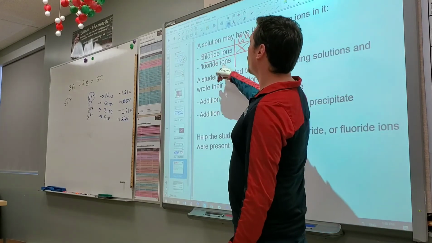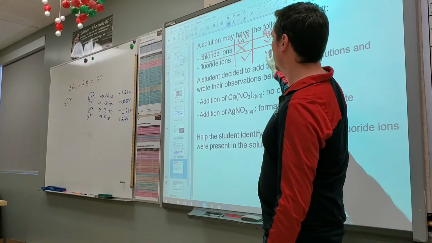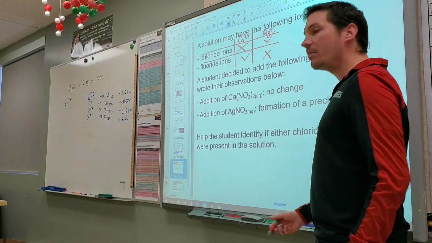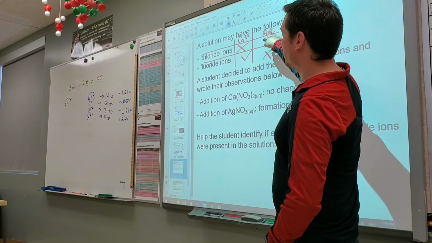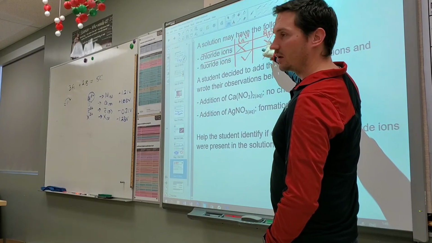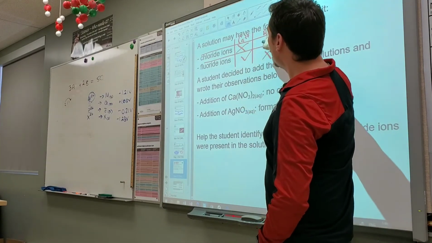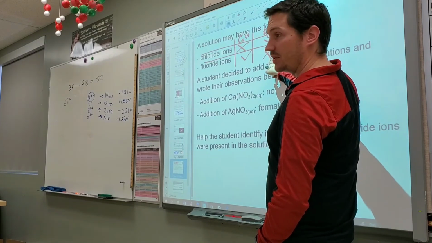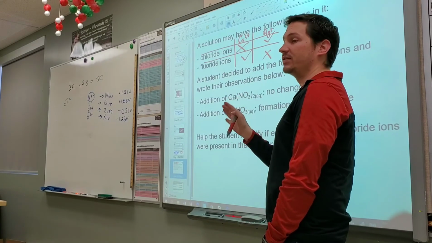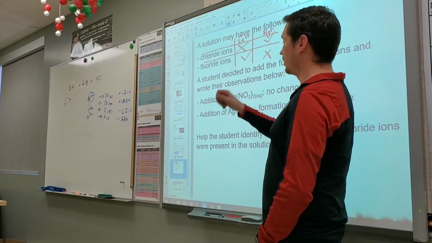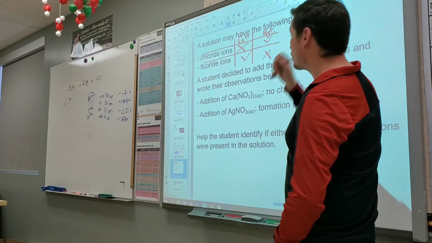Okay, fluoride ions. Do fluoride ions make a precipitate with calcium? Yes. Do they make a precipitate with silver? No. So remember, if I had this sample, and I added silver ions, if we made a precipitate, what do you know has to be present? Chloride ions. If we added silver and it didn't form a precipitate, does that mean fluoride ions have to be there? No. It doesn't mean they have to be there, okay? The only test that confirms whether or not chloride ions are here is whether it forms a precipitate with silver.